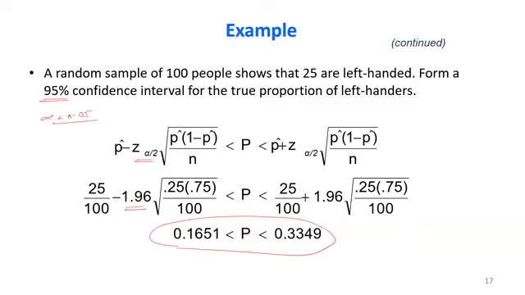So how you have to tackle any problem is, first you understand whether you are dealing with a continuous variable or a categorical variable. If you understand that, the rest is simple. If it is a continuous variable, then you go with the mean. If it is a categorical variable, then you go with the proportion.